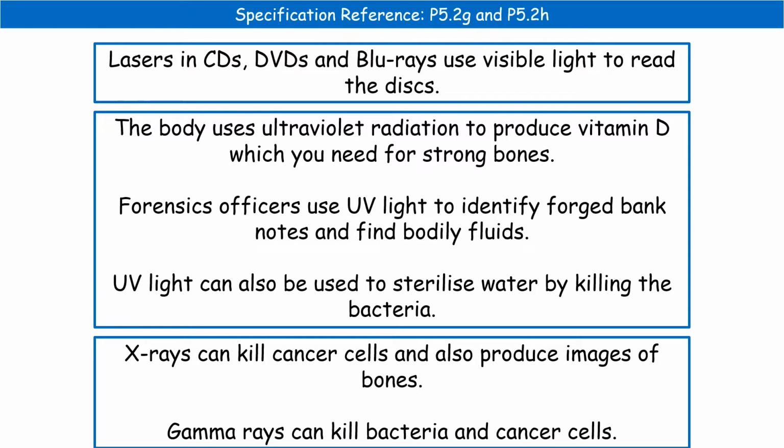If we think forensics, UV light is used to detect any forged banknotes and body fluids. And we can also use it to sterilize water by killing the bacteria present in there. X-rays allow us to produce images of bones and they kill cancer cells. And gamma rays we can use to kill bacteria and kill cancer cells. So an array of different uses of our electromagnetic waves there.